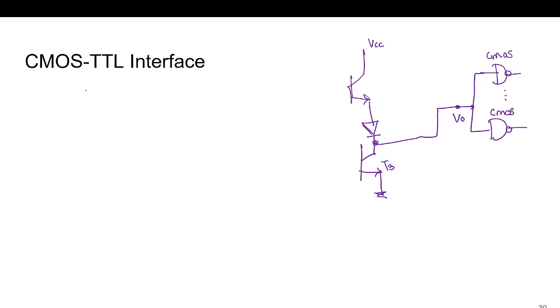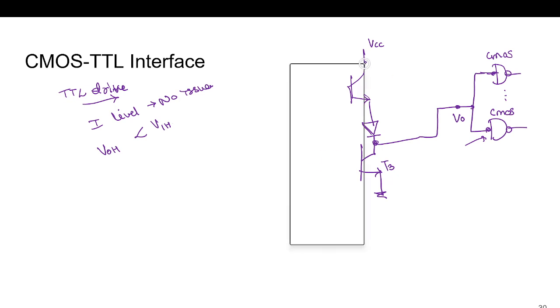So usually when the TTL is going to drive the CMOS, then current is not having any problem. There is no issue with the current level, as this will draw very negligible current here. But VOH is less than VIH. Because of that, we will add one pull-up resistance here.